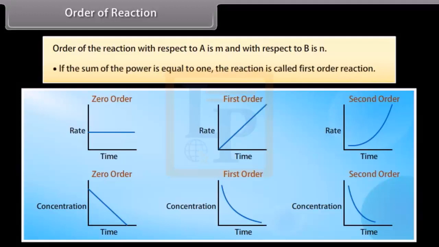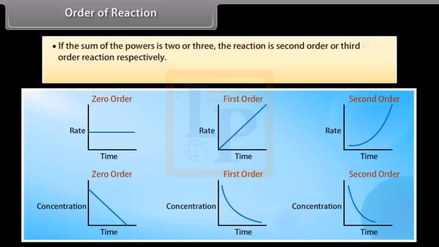If the sum of the powers is equal to 1, the reaction is called a first order reaction. If the sum of the powers is 2 or 3, the reaction is a second order or third order reaction respectively. The order of a reaction can also be 0 or fractional.